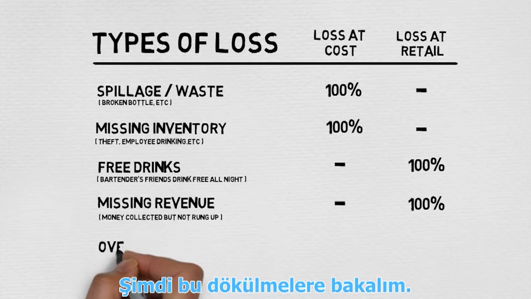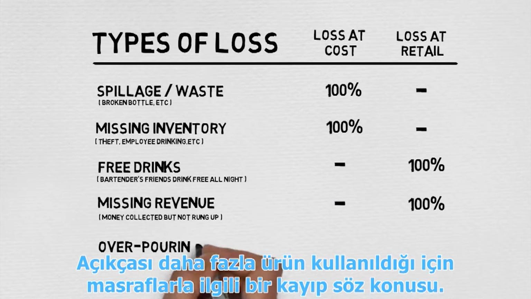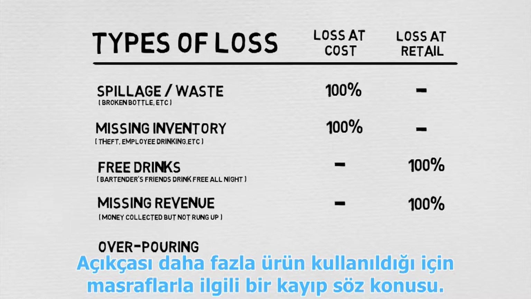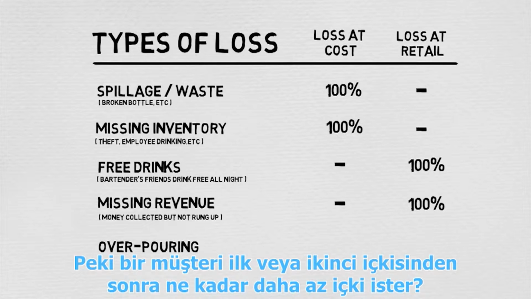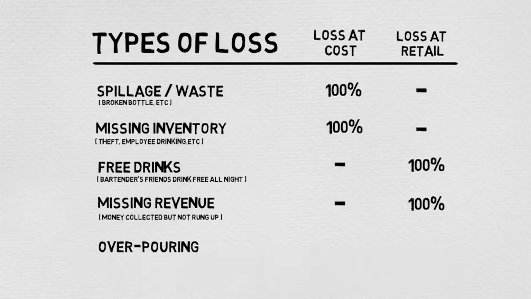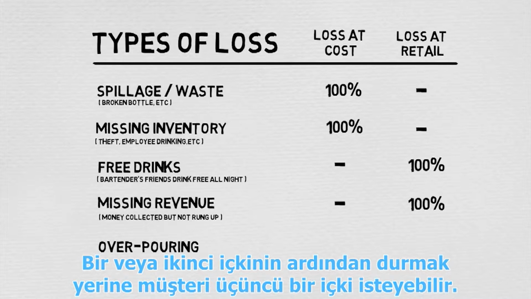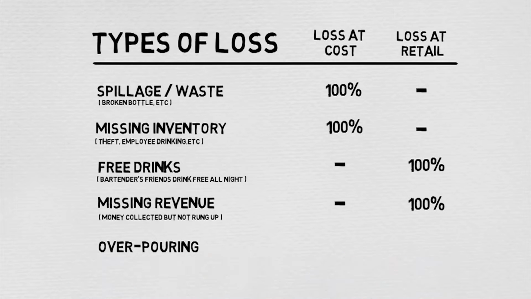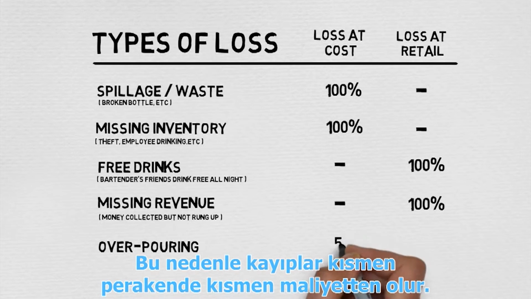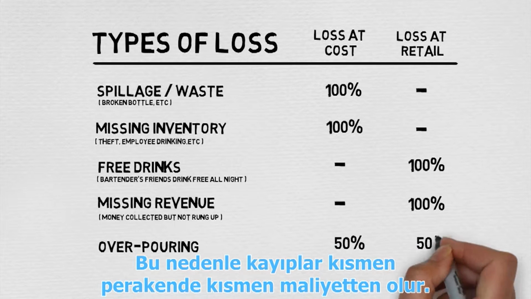Finally, let's look at overpouring. Obviously, there's a loss at cost because more product is being used than necessary. But how many fewer drinks is the customer going to order because their first drink or two was overpoured? Instead of stopping at 1 or 2 drinks, the customer may have ordered a second or a third. Thus, losses due to overpouring are partially at cost and partially at retail.